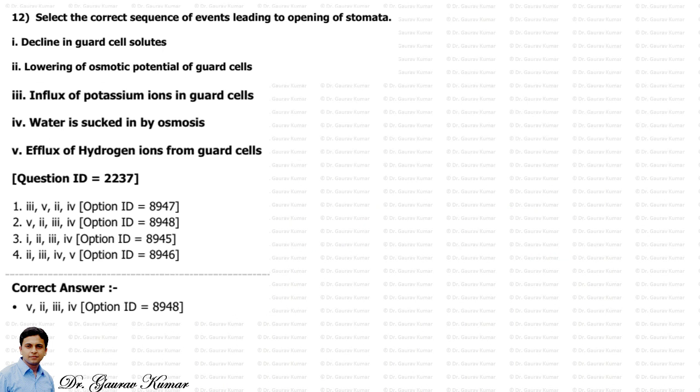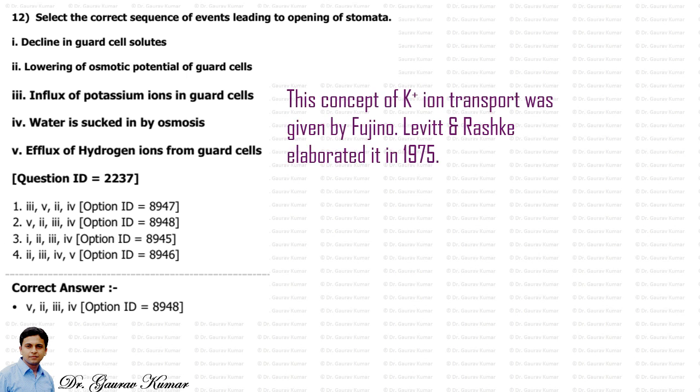Next question, select the correct sequence of events leading to opening of stomata. This is just the sequence of events of opening of stomata, and this concept of potassium ion transport was given by Fujino, and it was elaborated in 1975 by Levitt and Raschke.